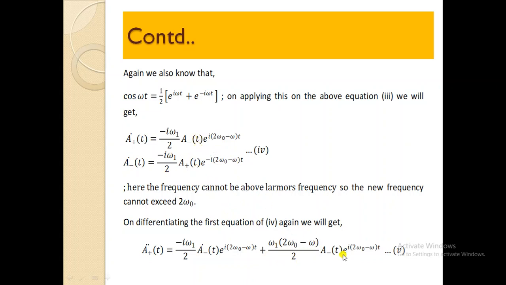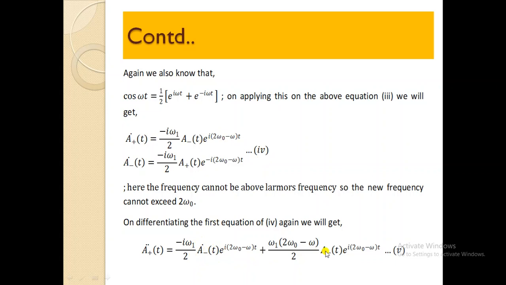and the other a_minus(t) times, the derivative of e^(iax) equals what? ia e^(iax). So this became like this, right? Now here is an a_minus dot(t) term, which we have already found in terms of a_plus(t). So in place of a_minus dot(t), we can put the value from here. What can we put? 2i upon ω1 a_minus, sorry, we can put the value of a_minus(t) from here.